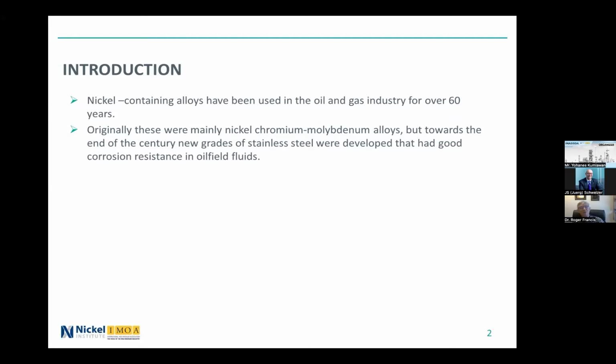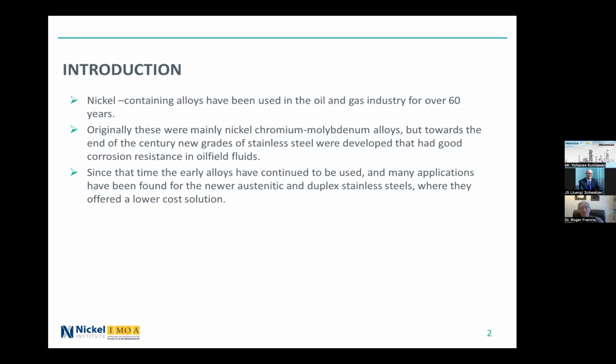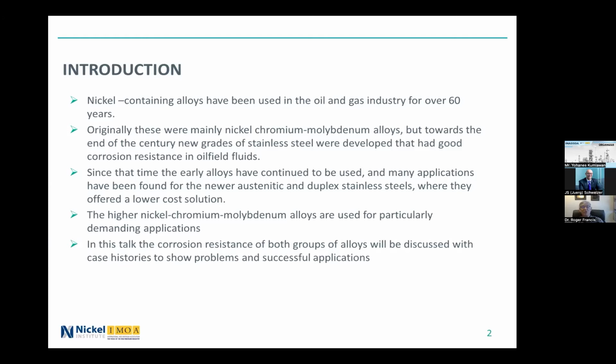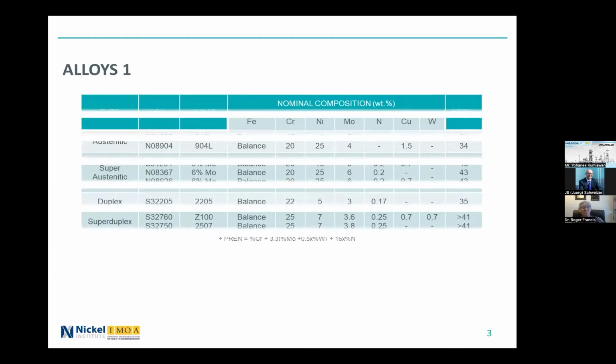But towards the end of the last century, new grades of stainless steel were developed that had good corrosion resistance in oilfield fluids. Since that time, the early alloys continue to be used, and many applications have been found for the newer austenitic and duplex stainless steels, where they offer a lower cost solution. Now, the higher nickel-chromium-molybdenum alloys are still used for particularly demanding applications. And in this talk, I'm going to talk about the corrosion resistance of both groups of alloys with some case histories to show problems and successful applications.